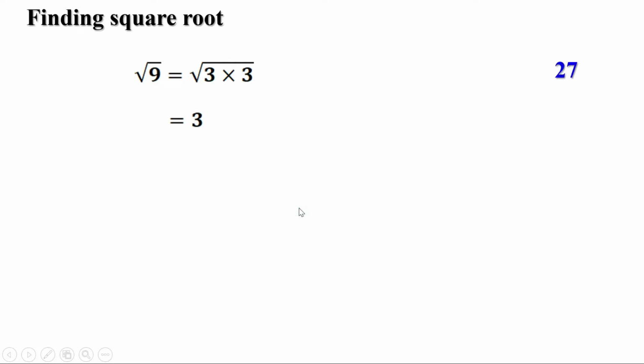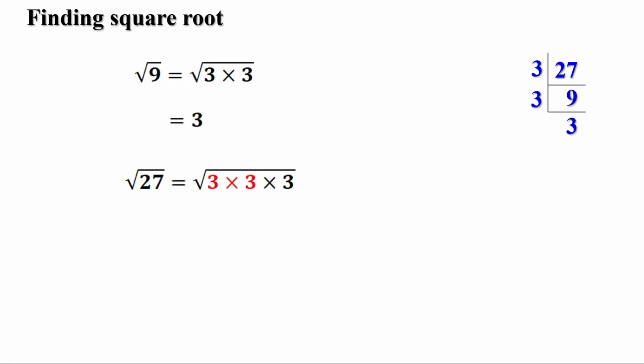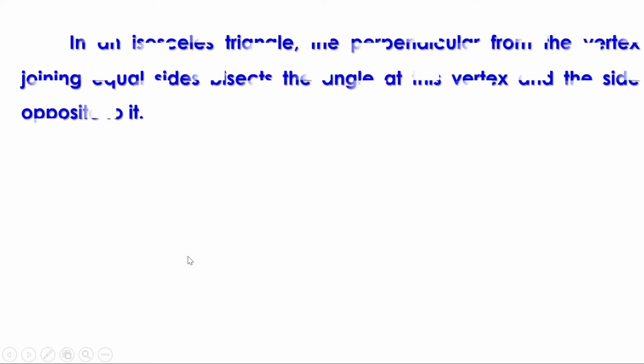Now, suppose we want to find the square root of 27. Let us factorize 27 at first. When we divide 27 by 3, we get 9. Again, if we divide it by 3, we get 3. That means 27 equal to 3 into 3 into 3. Therefore, root of 27 equal to root of 3 into 3 into 3. For two 3's, we can take one 3 outside. Then only one 3 remaining, that will be within the root sign. So, root of 27 equal to 3 root 3.